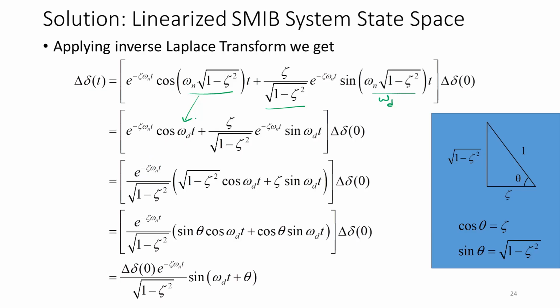Now we take common. So e to the minus zeta omega n t, then we have 1 over root over 1 minus zeta square. So there is an additional root over 1 minus zeta square, so we multiply this root over 1 minus zeta square with cos omega d t, which comes over here. And over here we have this zeta and sine omega d t. Can anyone tell me how we go from here to here? What do we apply?